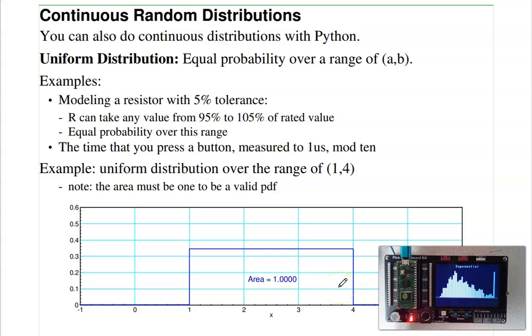An example of that would be like a resistor. We say resistors have a 5% tolerance. So here's your nominal resistance, say 1,000 ohms. It's somewhere between -5% and +5%. We normally assume a uniform distribution for lack of anything better to assume. Can assume any value between 95% and 105%.